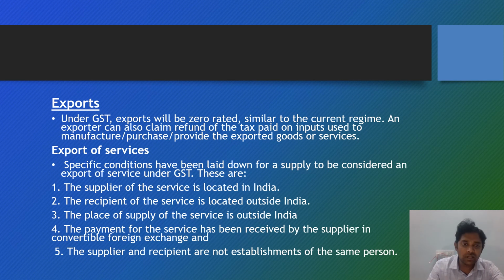Coming to exports. Under GST, exports will be zero rated, similar to the current regime. An exporter can also claim refund of the tax paid on the inputs used to manufacture, purchase, or provide the exported goods or services. Export of services. Specific conditions have been laid down for a supply to be considered an export of service under GST. These are: the supplier of the service is located in India, the recipient is located outside India, and the place of supply is outside India. The payment for the service has been received by the supplier in convertible foreign exchange, and the supplier and recipient are not establishments of the same person.